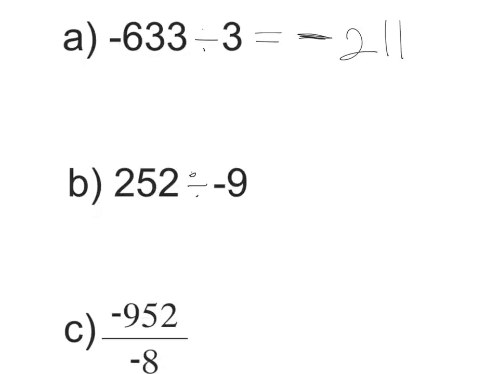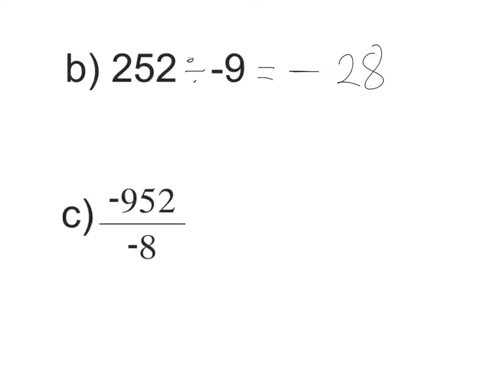Okay, for B, likewise we're dividing, so negative signs come in pairs. There's only one, so the answer's got to be negative, and I already know from my drill that my answer is 28, so it's negative 28.